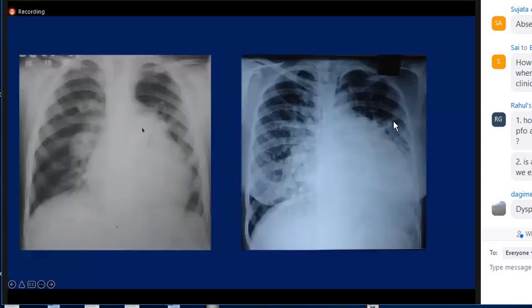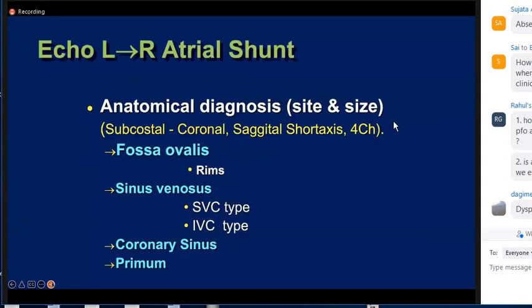You can see the X-ray here, a child with atrial septal defect. You have cardiomegaly, right atrial enlargement, and the right pulmonary artery is dilated with plethora. In an adult with quite a significant shunt, it also shows plethora and a dilated right pulmonary artery.